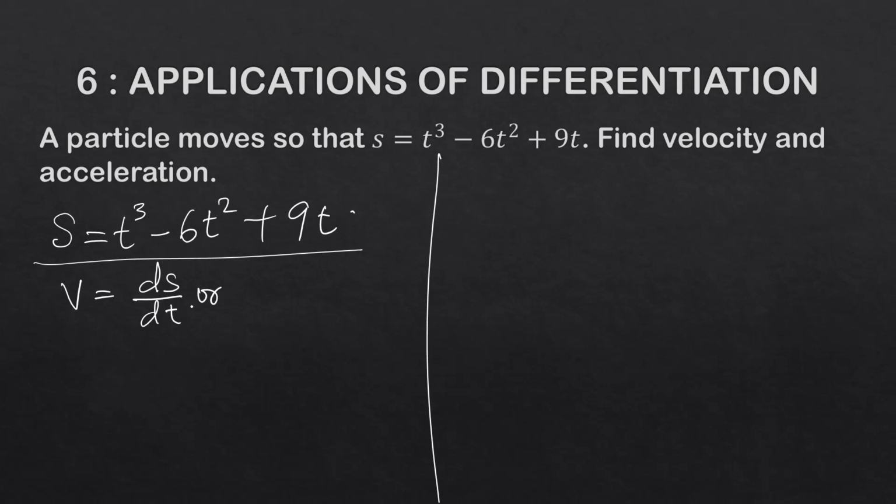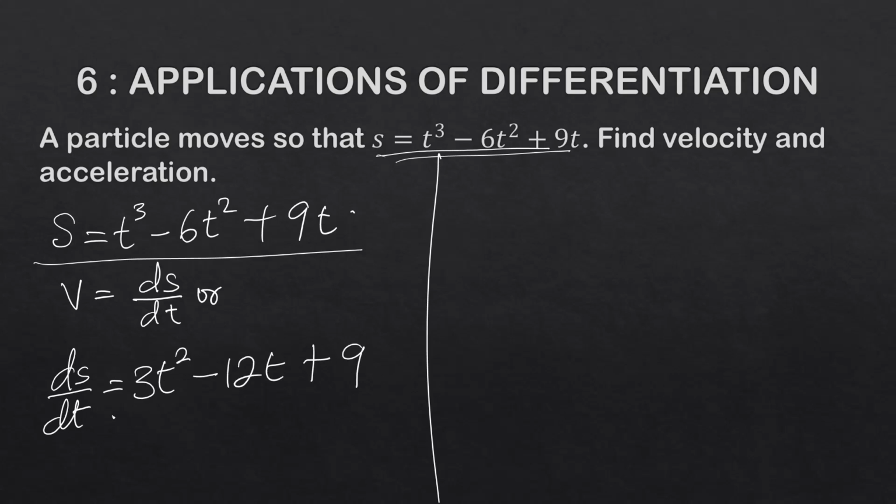Therefore, it simply means to find the velocity of this particular equation, I need to find the derivative of this equation. So ds/dt is going to be 3t squared minus 12t plus 9. This is the velocity, because you asked me to find the velocity.